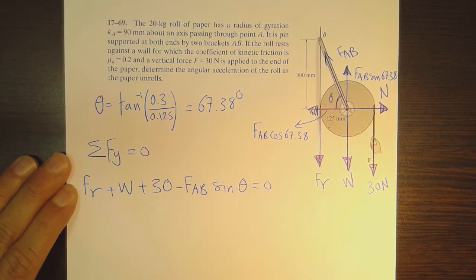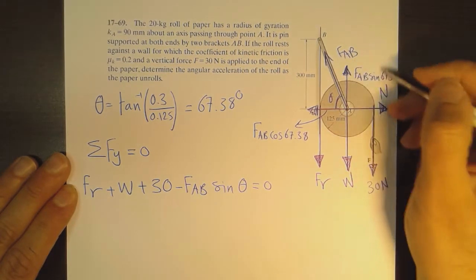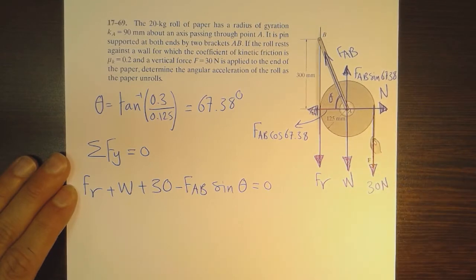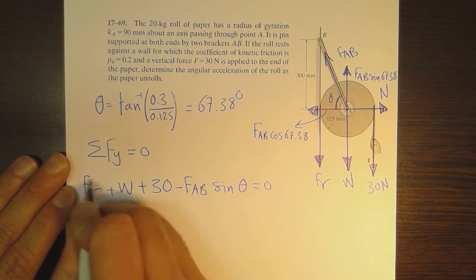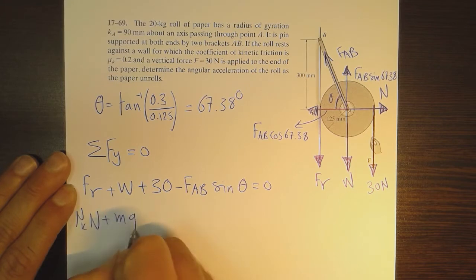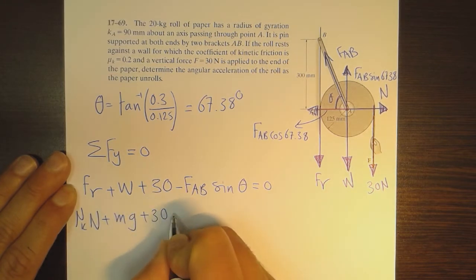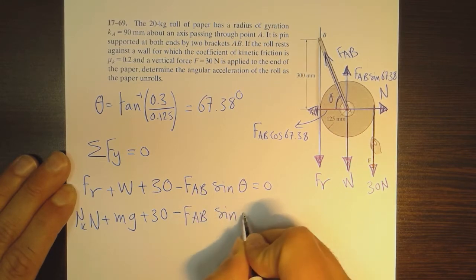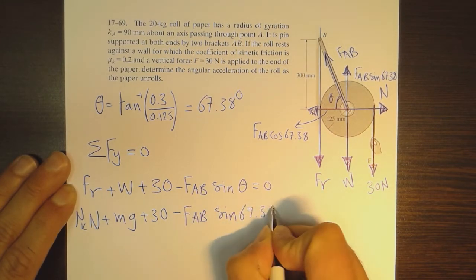Of course, you can say this is the positive force and these are the negative forces. It's up to you. So we will deal with this friction to be mu k times N plus mg plus 30 minus FAB times sine 67.38, and this is equal to zero.